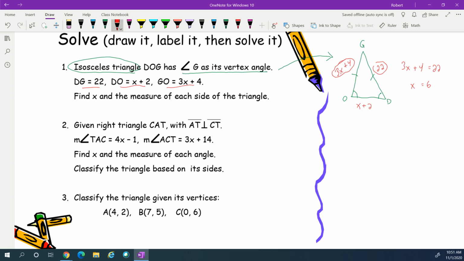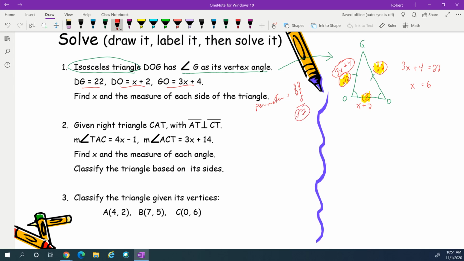Now we were just told find the measure of each side. Well, GD is already 22. GO, we also know, is 22. And if we plug in 6, we find out that OD or DO is 8. So we have our three sides, 22, 22, and 8. So what if the question asks us for perimeter? Okay, we just add them up. 22, 22, and 8 is 52.